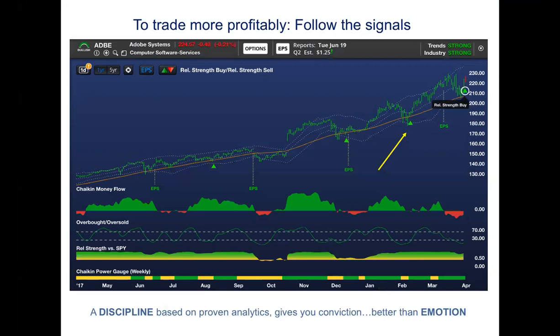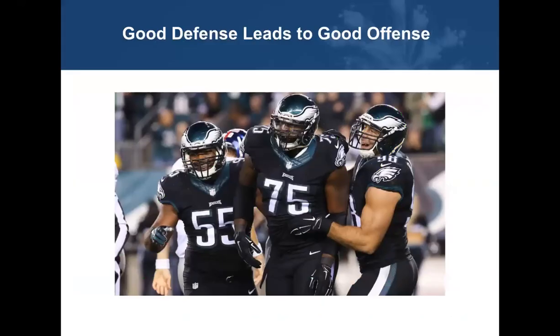In fact, there was an opportunity to take advantage of volatility as the stock spiked down and then reversed back up and gave a relative strength sell signal. The bottom line is to trade more profitably, follow the signals. It's a discipline based on proven patterns, and that's a lot better than trading on your emotions. Again, that's why Tom's trading tools help you, because they take the emotion out of the option decision making. So this is an example of using the dashboard alerts to find profitable trading ideas.